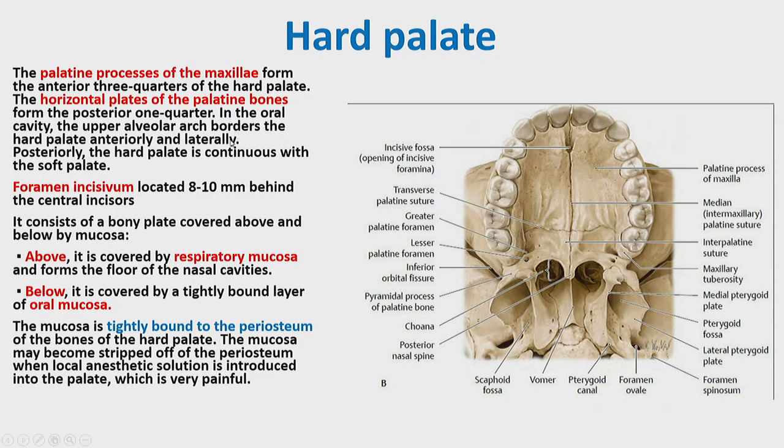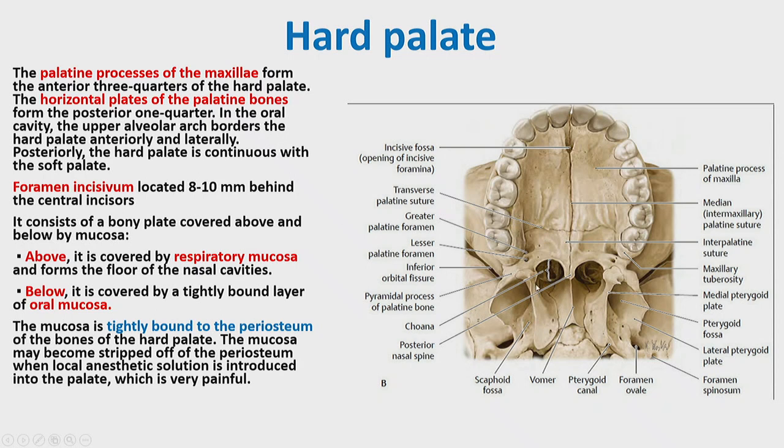Regarding the hard palate, it is formed by two bones. The first bone is the palatine process of the maxilla. As you know, these two palatine processes join together at the median palatine suture, or intermaxillary suture, in the midline. This makes the anterior three-quarters of the hard palate. And posteriorly it is formed by the horizontal plate of the palatine bone, which makes the posterior one-quarter of the hard palate.